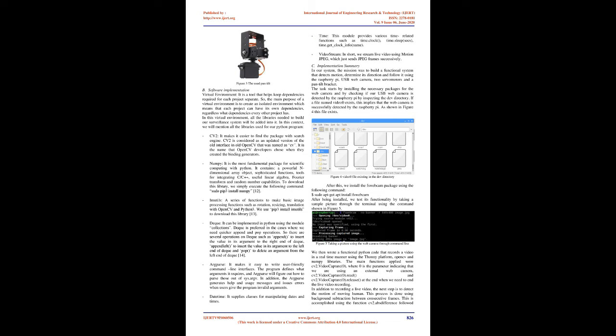Imutils: a series of functions to make basic image processing functions such as rotation, resizing, and translation easier with OpenCV and Python 3. We use pip3 install imutils to download this library.